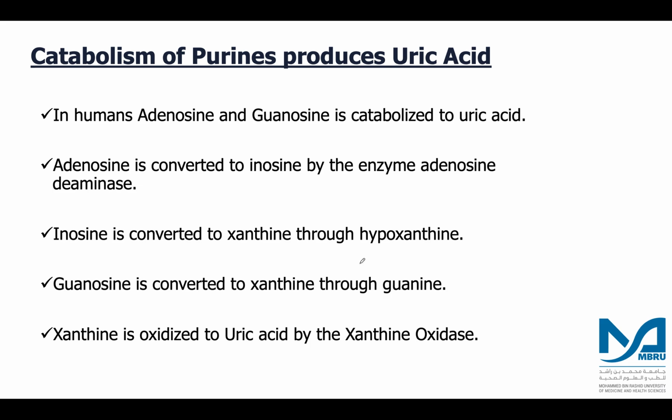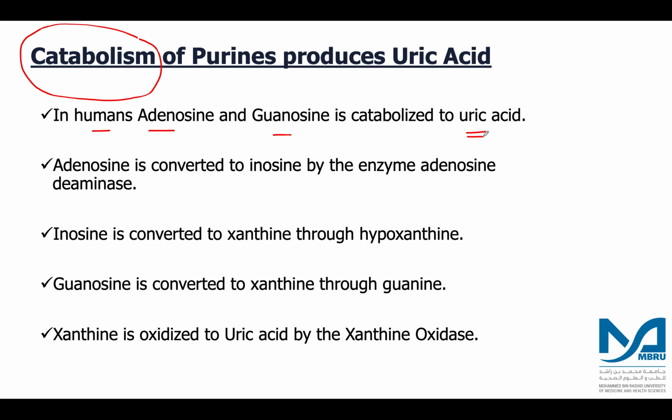Now, when we try to understand the metabolism of uric acid, we have to focus mostly on the catabolism of purines, because the catabolism of purine produces uric acid. In short, in case of humans and higher primates, adenosine and guanosine, these two purine bases, are catabolized to uric acid.